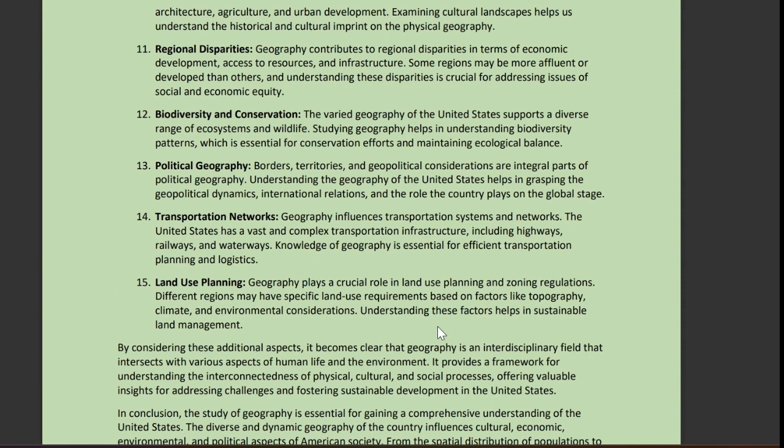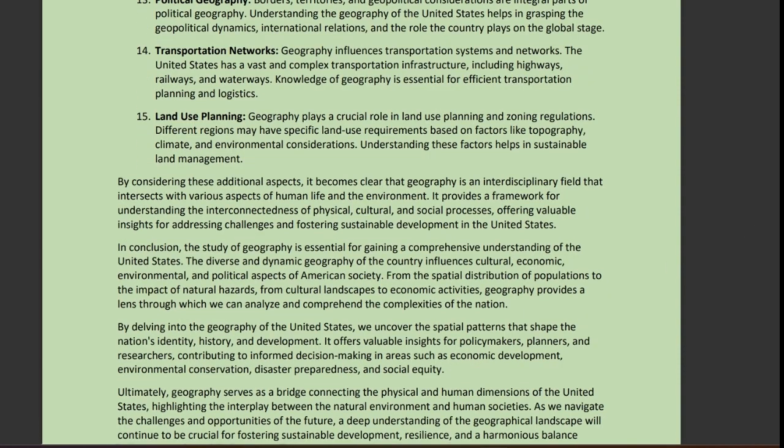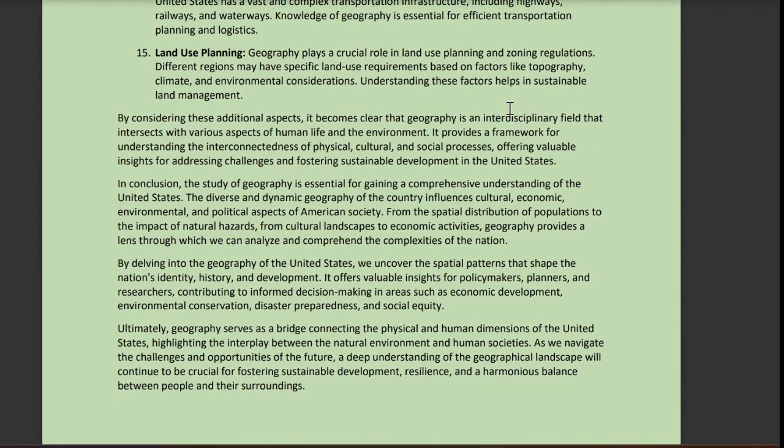In the last one, land use planning, geography plays a crucial role in land use planning and zoning regulations. So by considering this additional aspect, it becomes clear that geography is an interdisciplinary field that intersects with various aspects of human life and environment. It provides a framework for understanding the interconnectedness of physical, cultural, and social processes. This offers valuable insight for addressing challenges and fostering sustainable development in the United States.